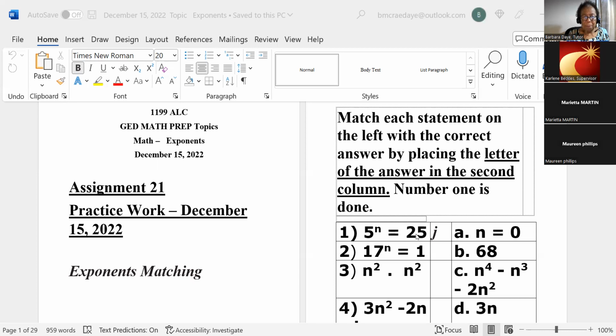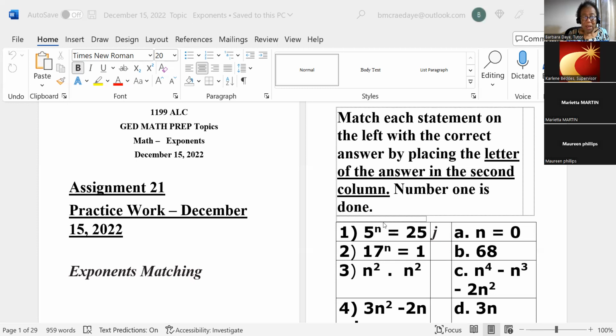She muted again. Marietta, I'm asking you a question. What does n have to be in order for 5 to the nth power to equal 25? What must be the value of the power when you say 5 to the n power equals 25? What must be the value of n? Oh my God, that one I don't even remember.